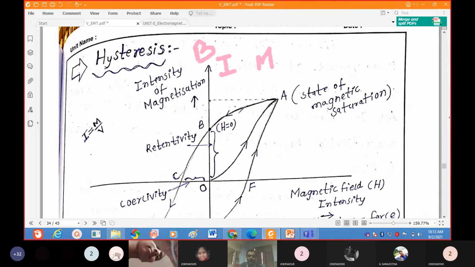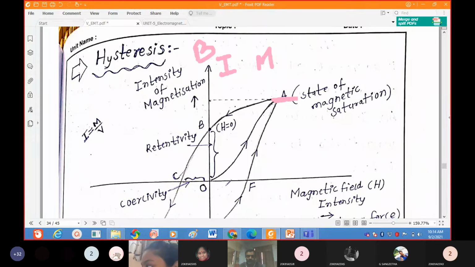So whatever you will take, the shape of the curve will be like this only. After a particular point, it will become saturated. So it will be like this. While drawing in your notebook, draw like this. So this is the BH curve here.